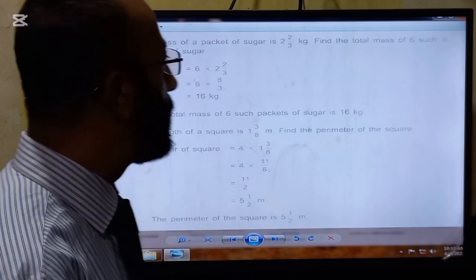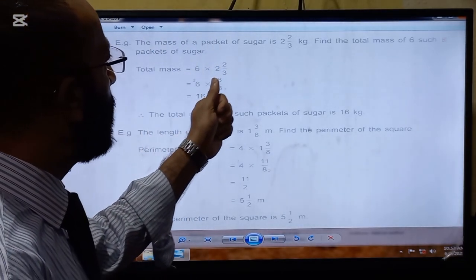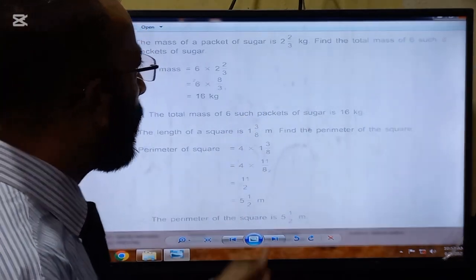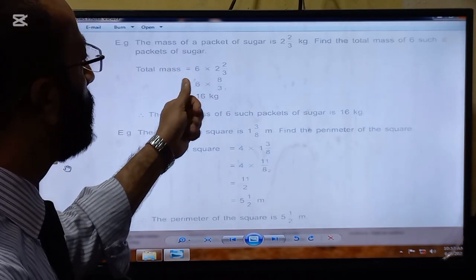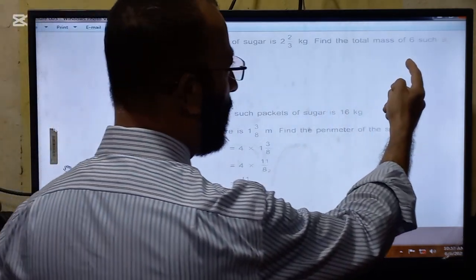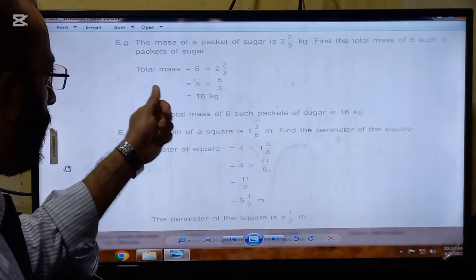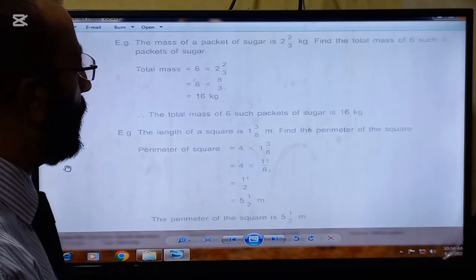Here are some more examples. The statement of the question is: the mass of a packet of sugar is 2 and 2 by 3 kg. Find the total mass of 6 such packets of sugar. So if one packet's mass is this, the requirement is the mass of 6 packets. So 6 will be multiplied by this one. So look now, total mass will be equal to 6 multiplied by 2 and 2 by 3.